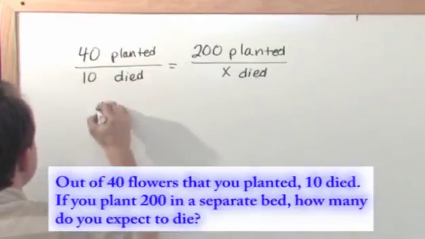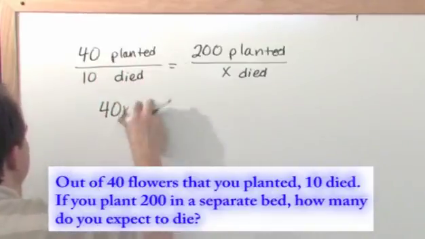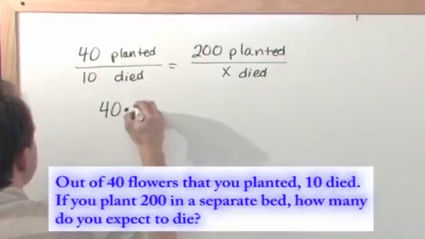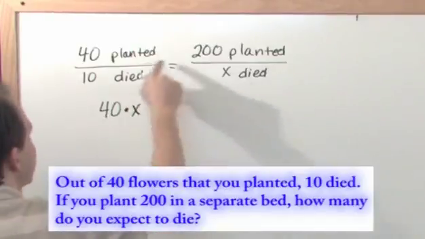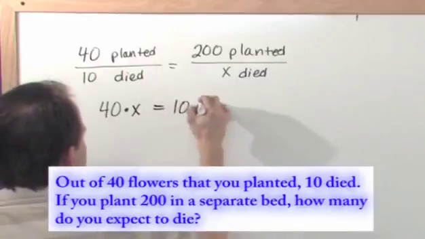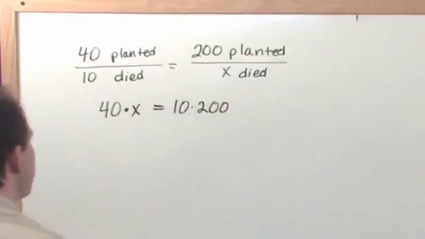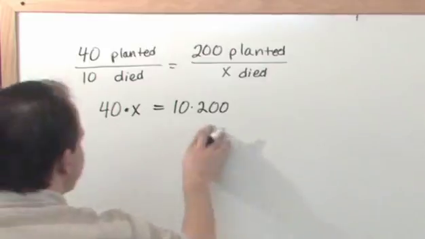40 times X is just 40X. I don't know how to do anything more with it, because we don't know what X is. It's just our number that we're trying to solve for. On the other side, 10 times 200. So what is 10 times 200?